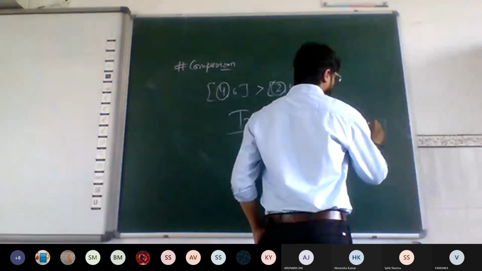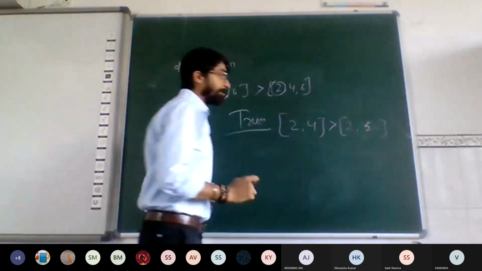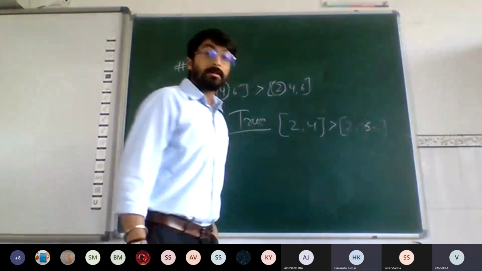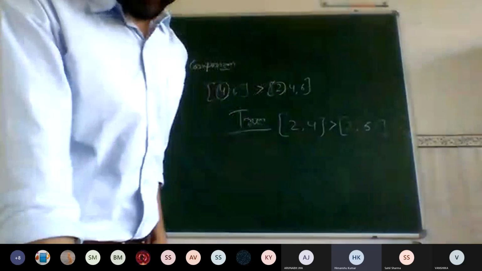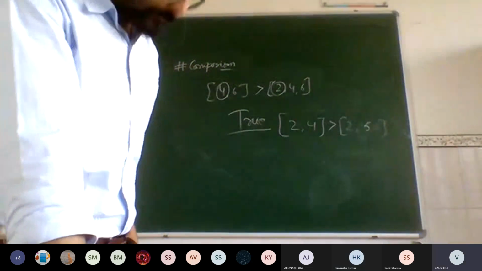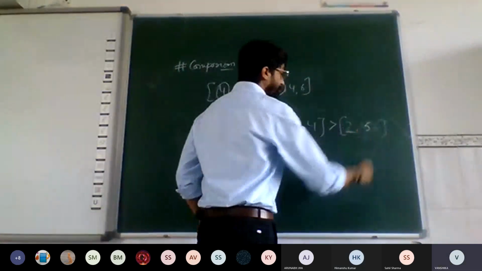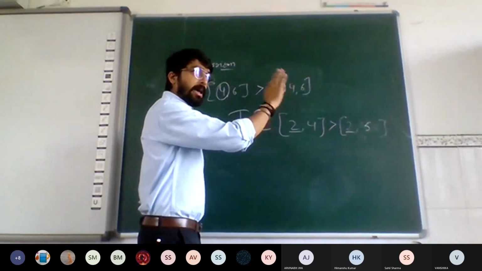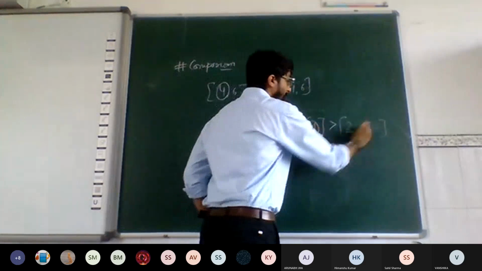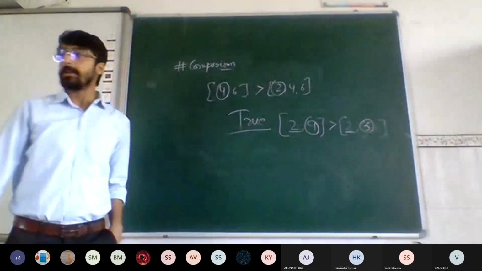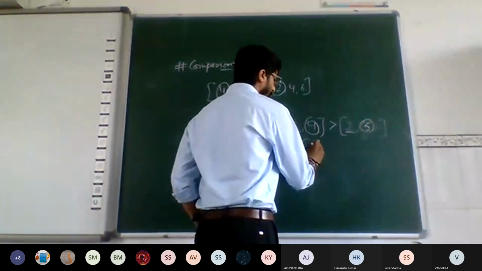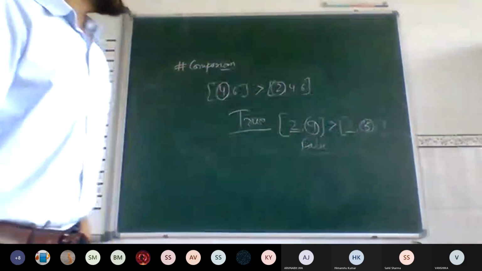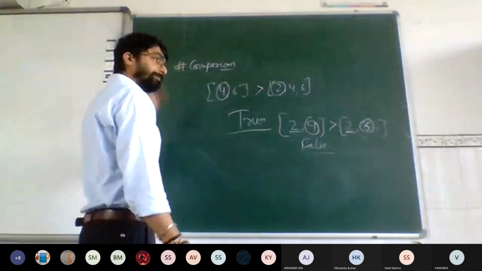Now we have to check the second element. Why do we check for 2? Is it true or false? That's the same. If the elements are the same, you have to check the next elements. That is false. The 4 is not greater than. Right? Move to the next one.